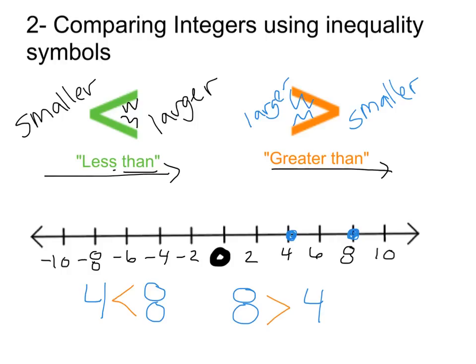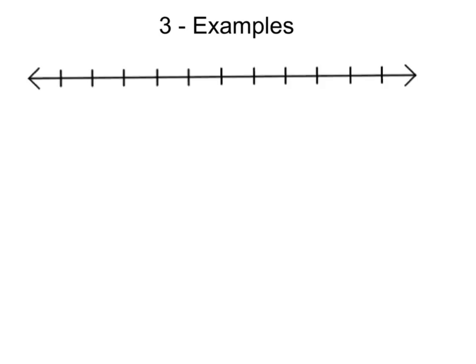No matter which way we put it, if the 8 is on the right or the 8 is on the left, we are seeing that the 8 is still the larger number, which is why the opening to the inequality is facing towards that large number. So let's do some examples.